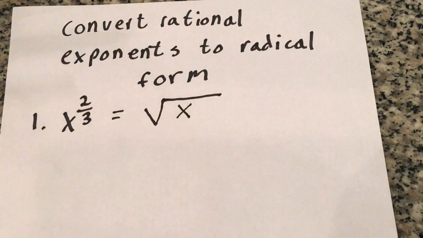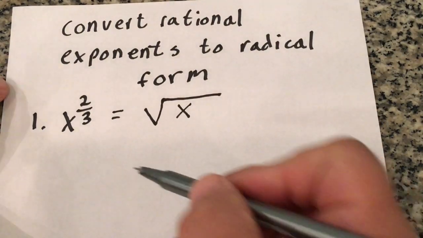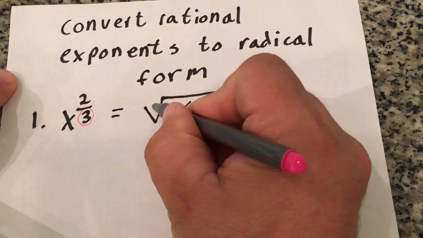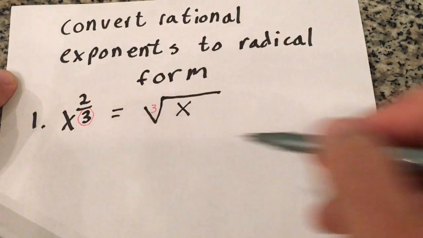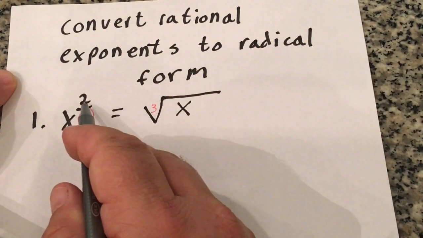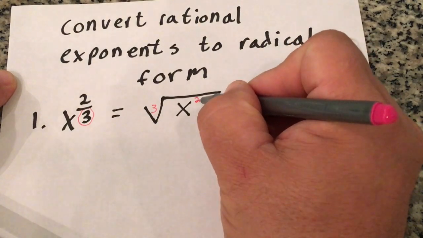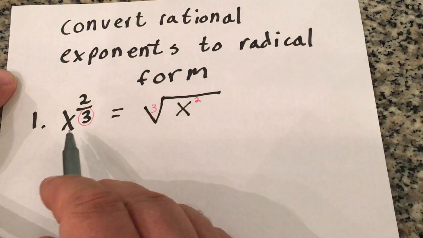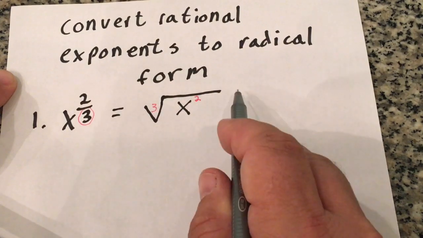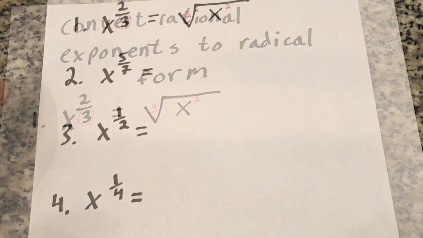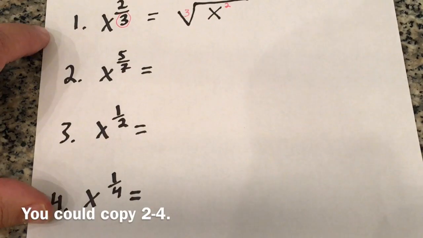Now, I like to use this little memory mnemonic, and I'll ask myself, what's on the bottom? And notice that 3 is on the bottom, so I throw that 3 in this little bucket. That's actually called the index. And then the exponent can either go here or outside. I prefer to put it inside. Either one is correct. So that answer, written in radical form, is the cube root of x squared. Once you get the hang of it, it should go pretty quickly.